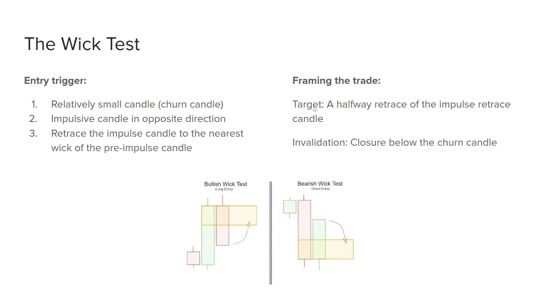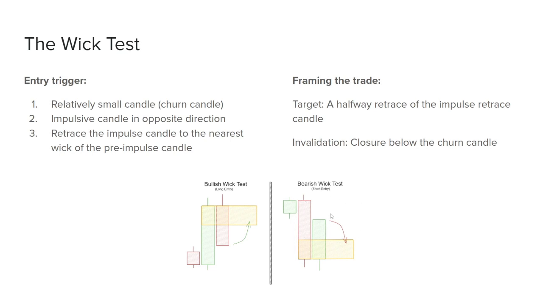In this case, our target is a halfway retrace of the impulse retrace candle. So this is our impulse retrace candle. We're looking for us to pop back up around halfway up the size of the candle. So for example, if this retrace leg here is a full point, we're looking to take 2 ticks out of this move.